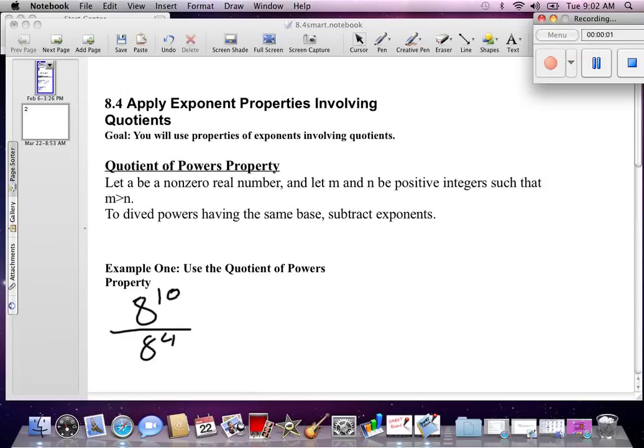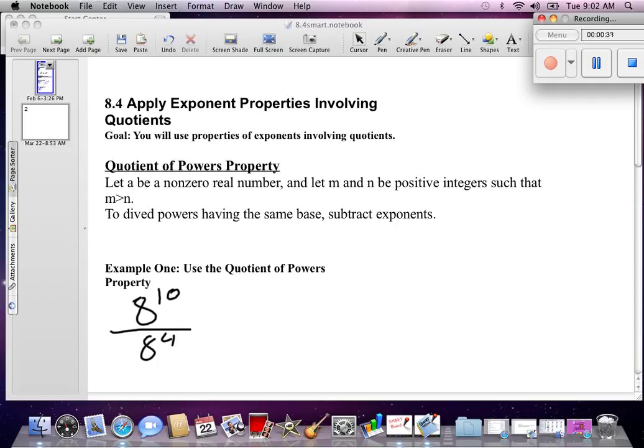All right, ladies and gentlemen, we're going to talk about section 8.4 today, which is about applying exponent properties involving quotients. There are two rules we're going to look at. One we've looked at before, and one's a little bit new. The first one, quotient of power properties. We're going to let A be a non-zero real number, and let M and N be positive integers, such that M is greater than N.